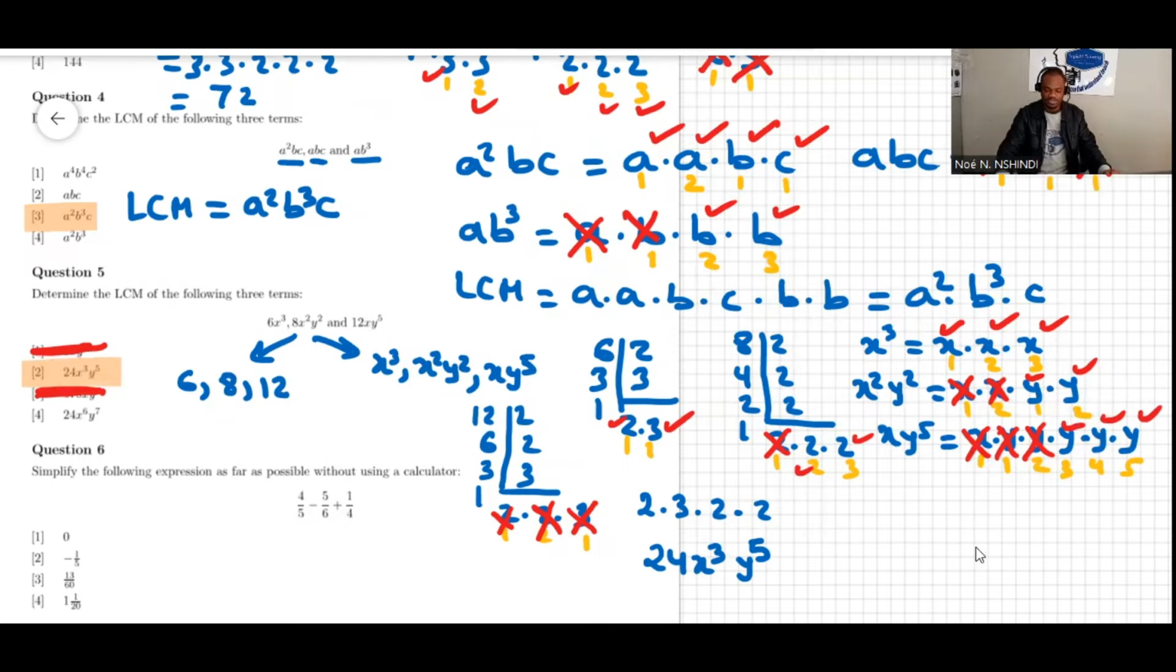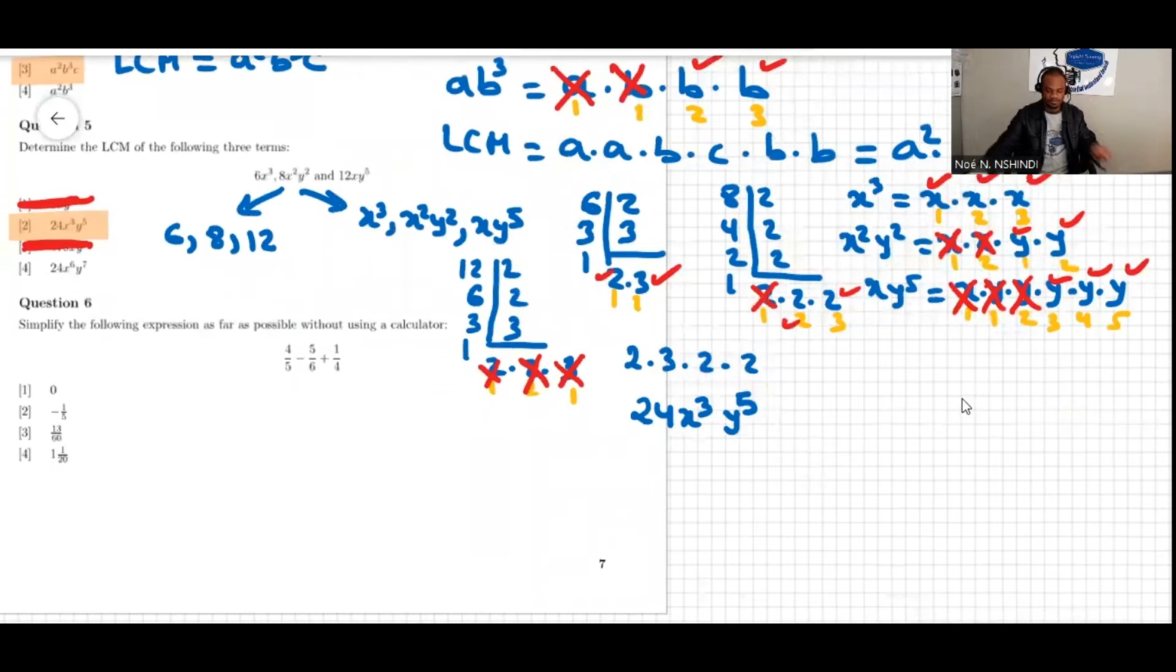Then the next question is question 6. The question says, simplify the following expression as far as possible without using a calculator. So over here we have 4 over 5 minus 5 over 6 plus a quarter. If I need to simplify this without the calculator, I need to find the LCM of these denominators here, 4, 5, 6.